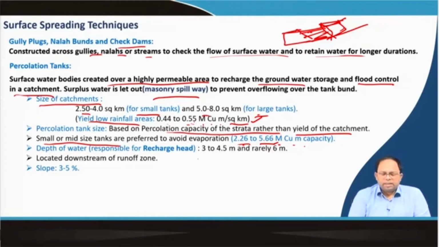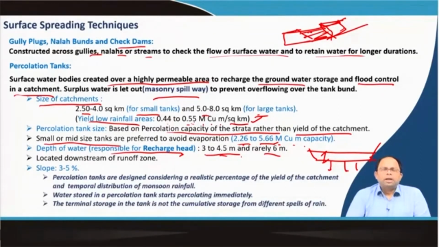Depth of water in the tank is around 3 to 4.5 meter and rarely 6 meters. And why is this depth given? So that it creates that recharge head, because the water in that particular tank, this is the recharge head, this is the depth of water. So this creates pressure for water to percolate. We create that pressure difference by providing a higher height of water. And this is located downstream of runoff zones, and usually a slope of 3 to 5% is given to this kind of percolation tank.